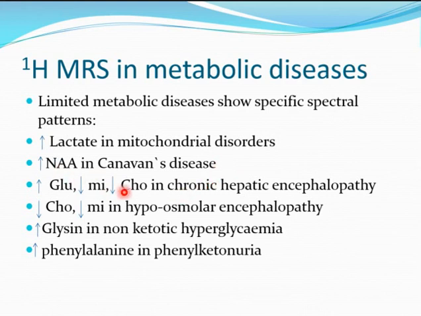Increased glutamate, decreased myoinositol and choline in chronic hepatic encephalopathy, and so on. No one will memorize this until you're a spectroscopy specialist, so just don't pay attention to it. Maybe when you need it, you can visualize this slide and see what's wrong.